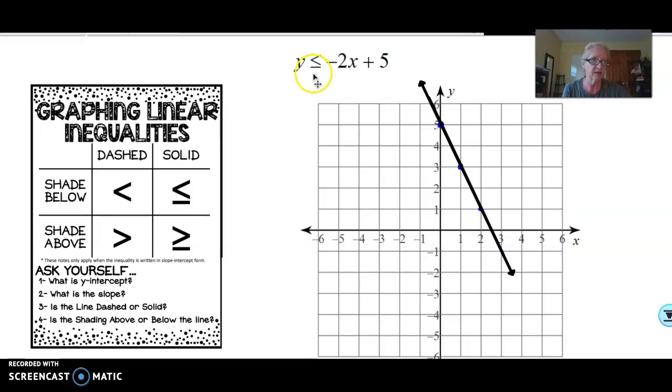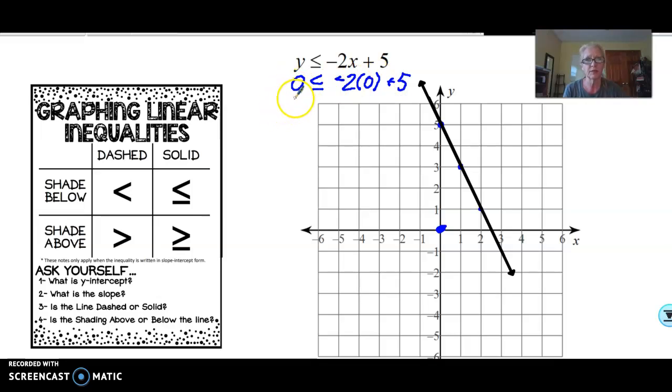The question we have to ask ourselves now is, what half of the grid do we shade? There are a lot of values that make this inequality true, and we've got to figure out which side will make it true. What we normally do is take a test point, and the most popular test point is 0, 0. It's the easiest to plug into the equation. So we would take a test point of 0, 0 and see if this makes the equation true. If it does, then that's the side we want to shade. If it doesn't, then we want to shade the other side.